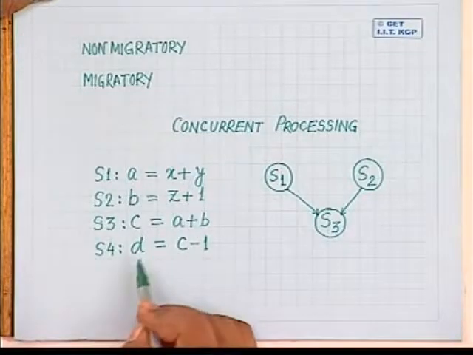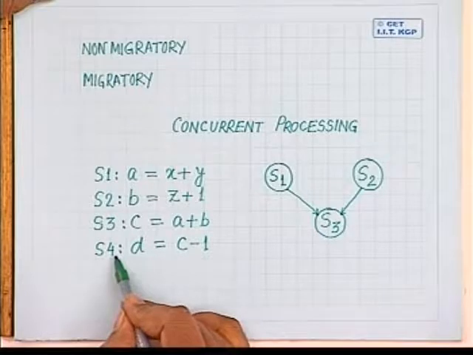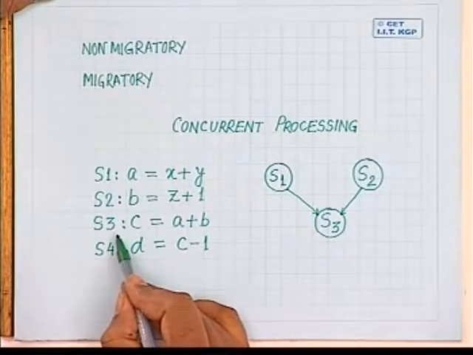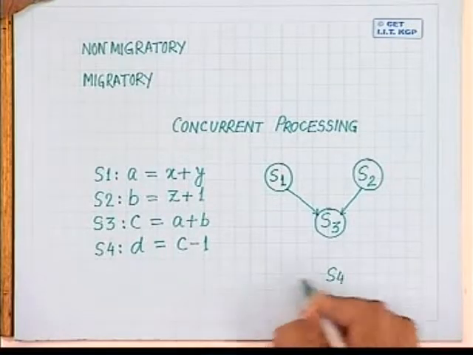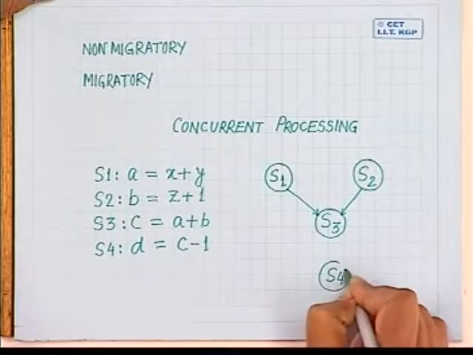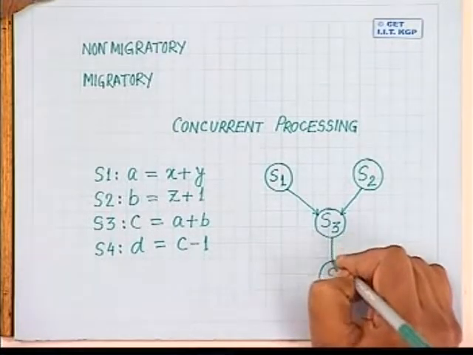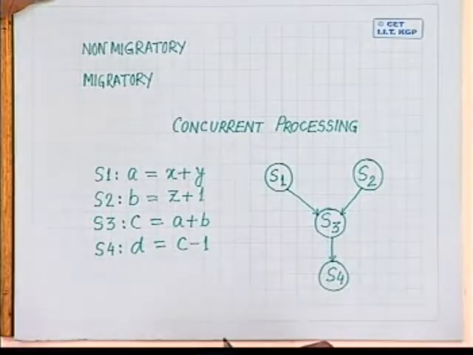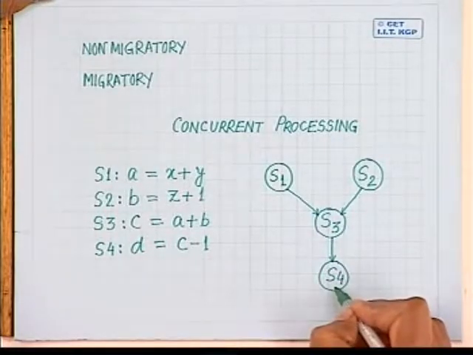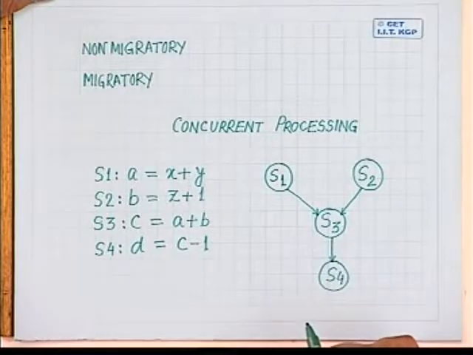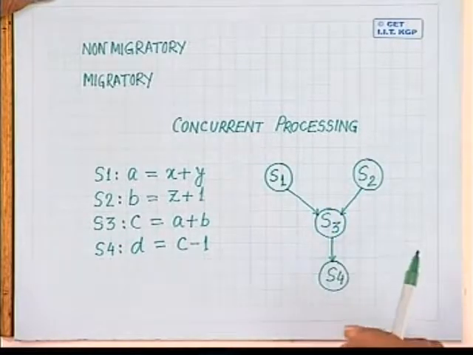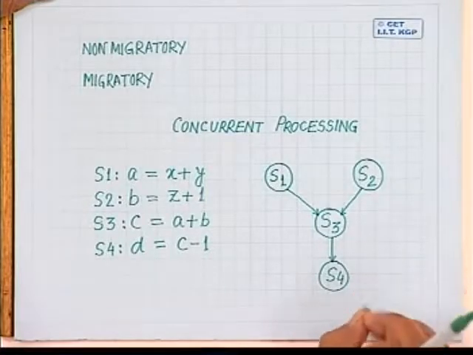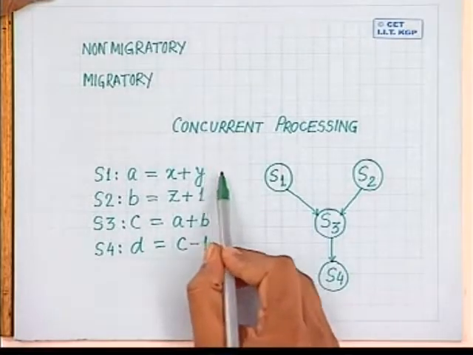Okay. Similarly, S4 has to be computed after S3 is complete. So I put S4 as another node in the graph, and I have to have a directed edge from S3 to S4, indicating that S4 can be computed only after completion of S3, not before that. So I get a graphical representation which tells me the dependency among the different statements within a program segment like this.